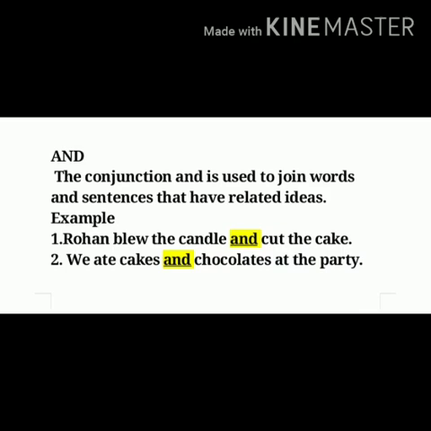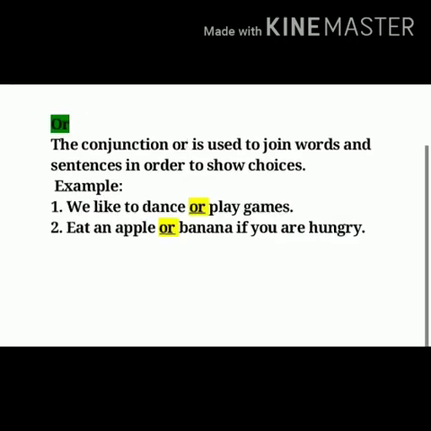In these sentences, the conjunction and is used as the sentences have related ideas. In the first sentence, the conjunction and joins two sentences, that is, Rohan blew the candle and another one is Rohan cut the cake. The above two sentences are joined by conjunction and, and the sentence becomes shorter and the two sentences are combined in one. In the second sentence, the conjunction and joins words, that is cakes and chocolates. So conjunctions basically are the joining words.